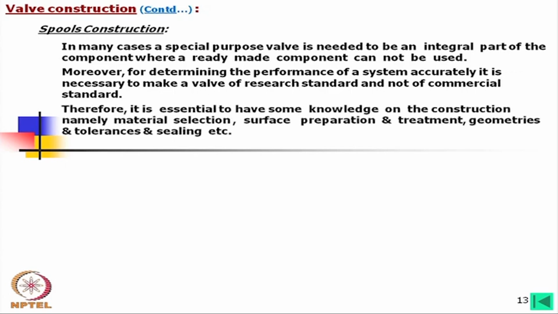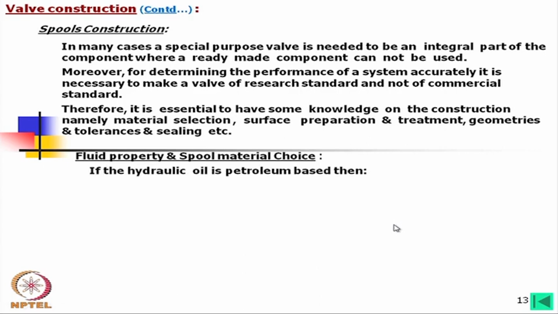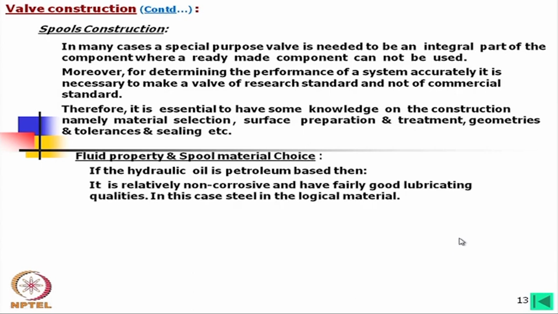Therefore, it is essential to have some knowledge on the construction, namely material selection, surface preparations and treatment, geometric tolerances and sealing, etc. Now, fluid property and spool material choice. Normally, spools are made of steel. If the hydraulic oil is petroleum based, then it is relatively non-corrosive and has fairly good lubricating qualities. In this case, steel is the logical material.